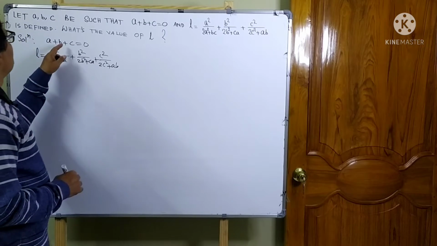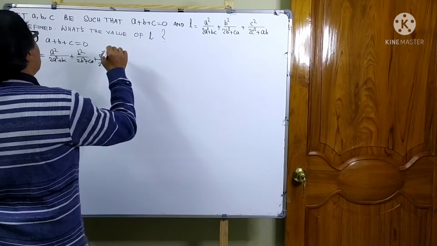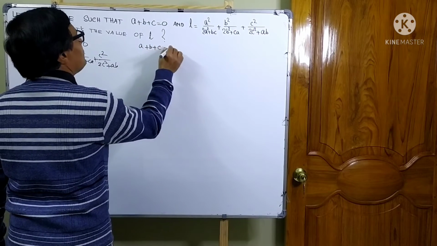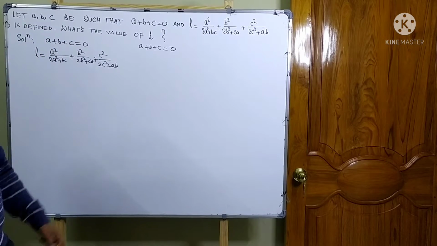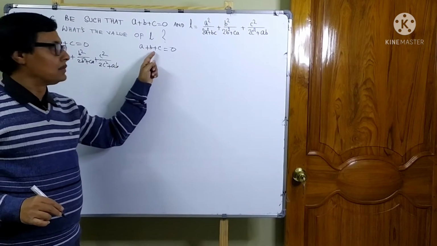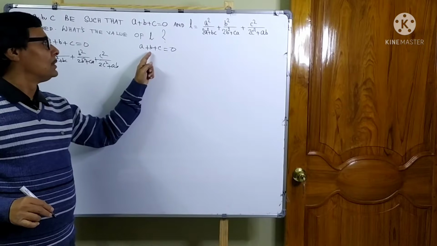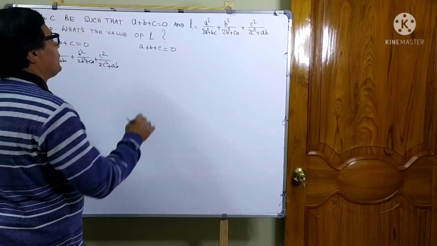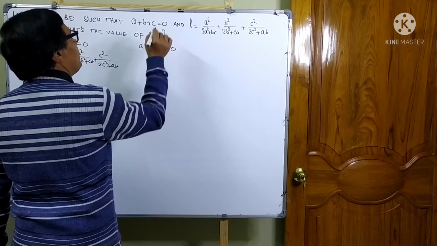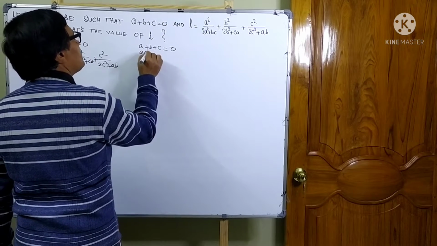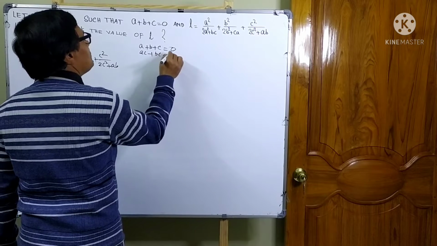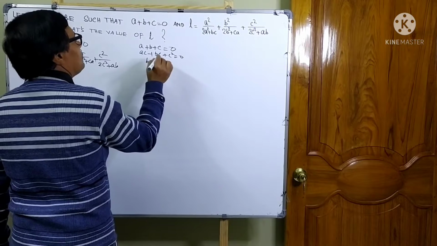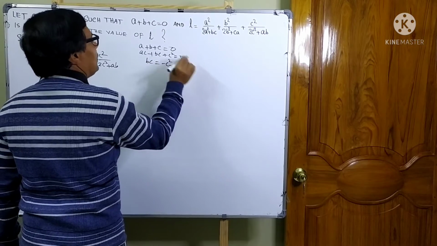Now this relation is a + b + c = 0. We can multiply both sides by c for finding out the value of bc. After multiplication we get ac + bc + c² = 0. Here bc is equal to minus c² minus ac.